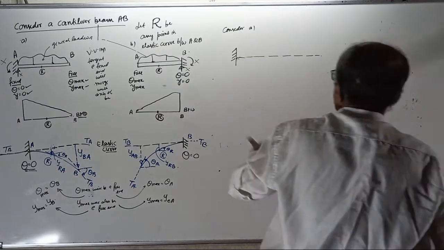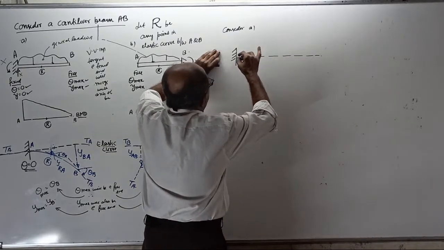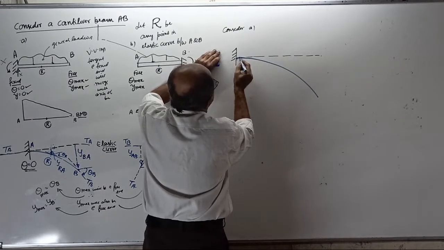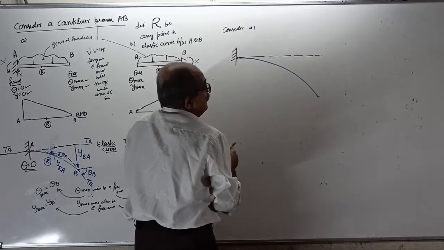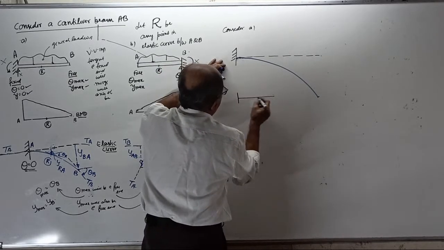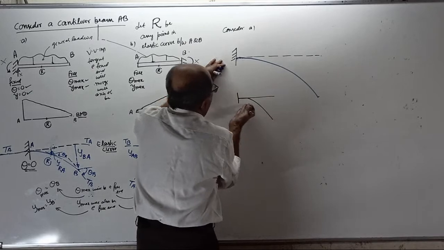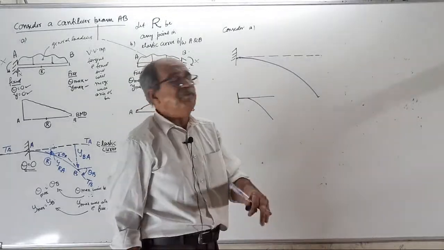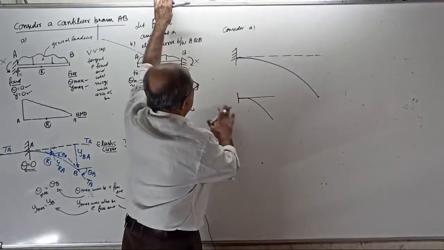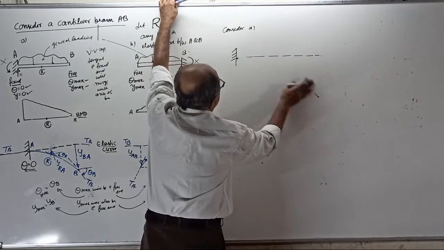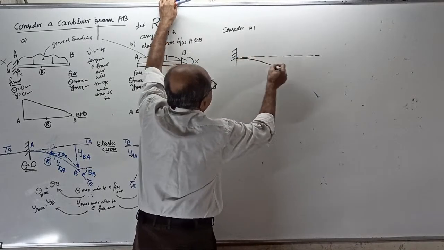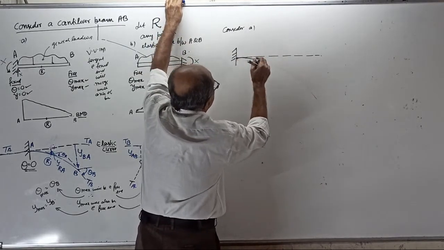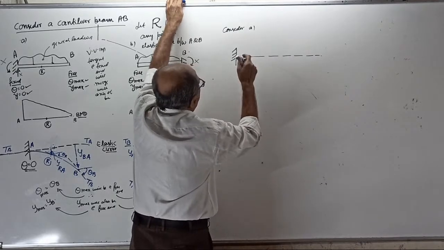Okay, first one. The elastic curve will be like this. I have seen some people tell that for a cantilever the elastic curve will be parallel and then go this way. What nonsense is this? They will tell that up to some distance it will remain the same. That is nonsense. It will start deforming right from here. Only at this point there is zero slope.